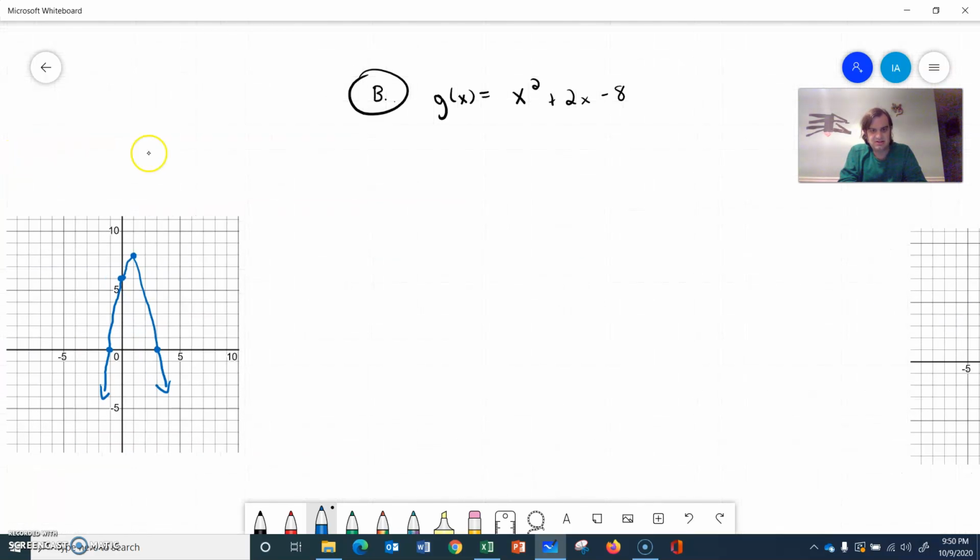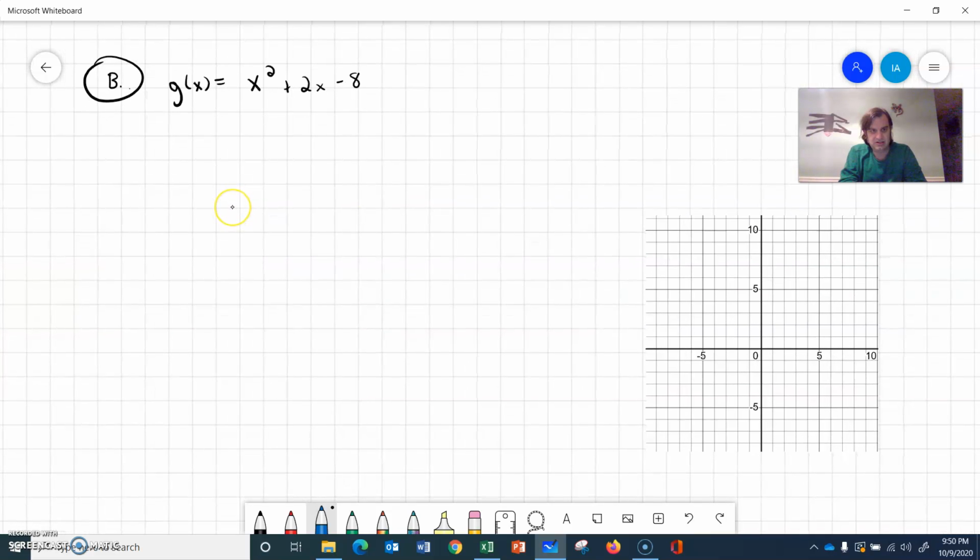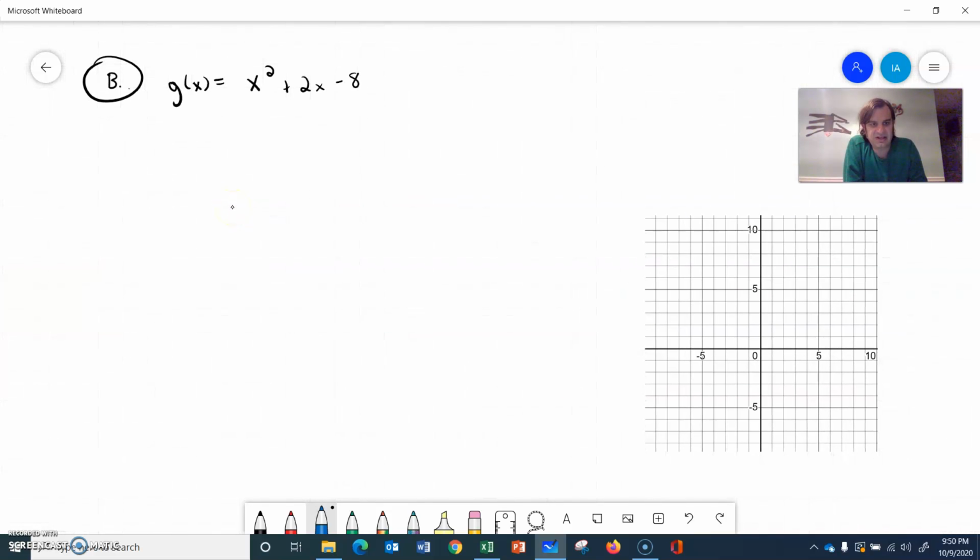One more example here. This one is g of x equals x squared plus 2x minus 8. So let's jump right in. Finding the y-intercept. Remember, we plug in 0 for x, and what we will get back is negative 8. So we'll plot that over here, negative 5, 6, 7, 8, right where I run out of graph. Great. Okay. That's kind of worrisome. We'll see what happens though.